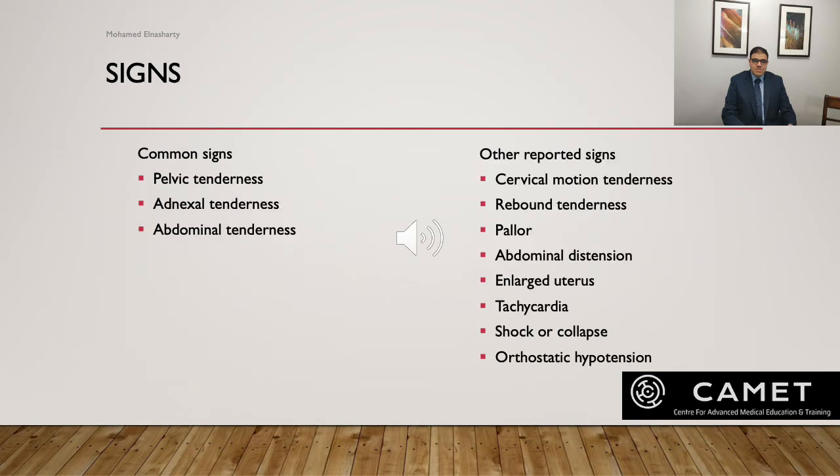Signs of ectopic pregnancy. The most common signs are pelvic tenderness, adnexal tenderness, abdominal tenderness. Other reported signs: cervical motion tenderness, or what we call cervical excitation, rebound tenderness or peritoneal signs, pallor, abdominal distension, enlarged uterus, tachycardia more than 100 beats per minute, or hypotension less than 100/60 mmHg, shock or collapse, orthostatic hypotension.